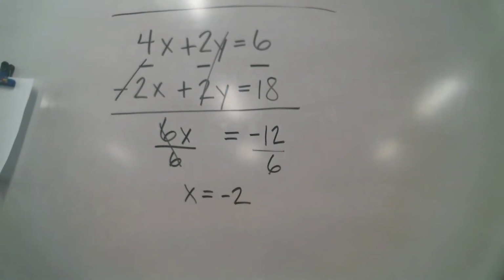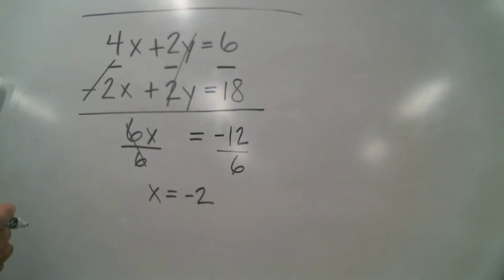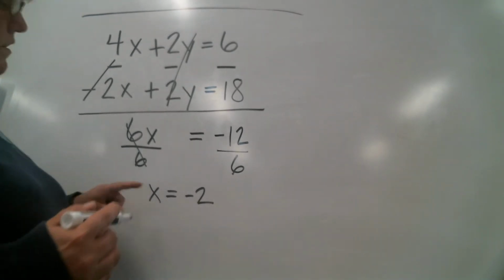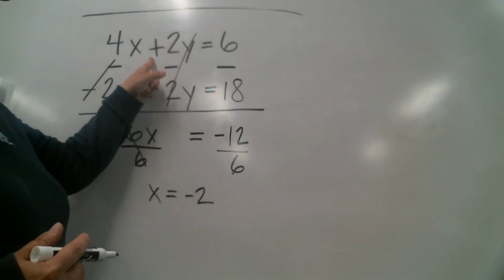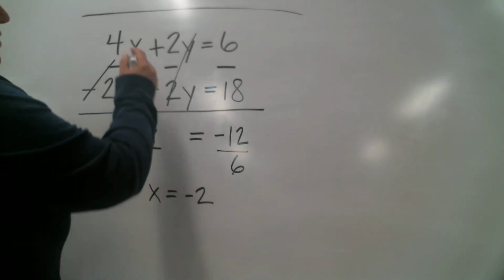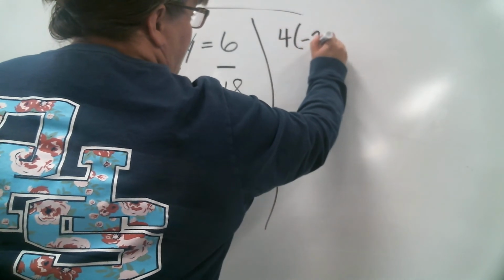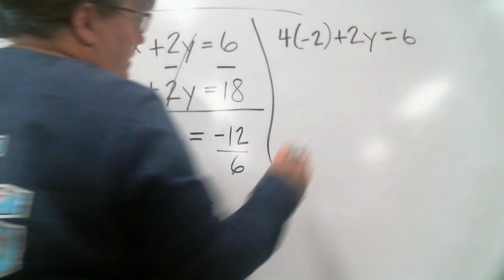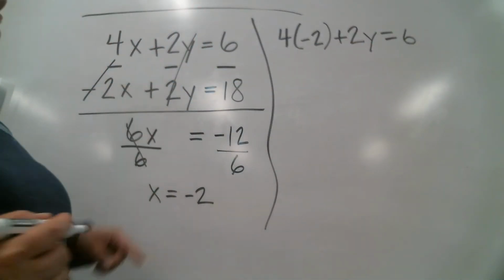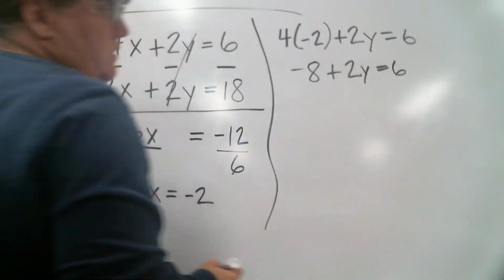Now remember, I'm not done. I'm going to see if I can scoot you over a little bit. There we go. I have to take my x is negative 2, go back up here, and I'm just going to pick the first equation. I'm going to put in a negative 2 for x so that I can figure out what y is. So I'll draw a line. 4 times negative 2 plus 2y equals 6. I just substituted the negative 2 in for x. So I've got negative 8 plus 2y equals 6.